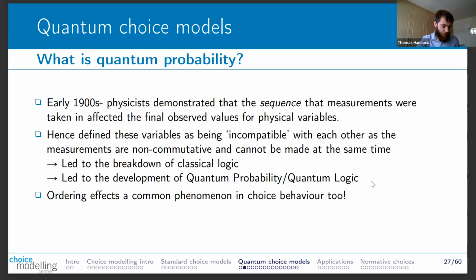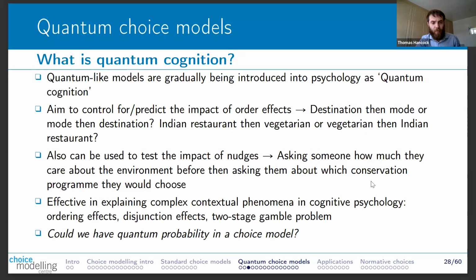So I might choose to go into the city center and then think, well, it's a nice day, I'm going to walk. But if I choose to go into Leeds, then I'm not going to walk to Leeds. So there's some sort of link between choices there. Now, quantum-like models are gradually being introduced into psychology, in an almost new field called quantum cognition. And these have been designed to aim to control for the impact of order effects. So there's this example I'll just use there: destination then mode, or mode then destination.